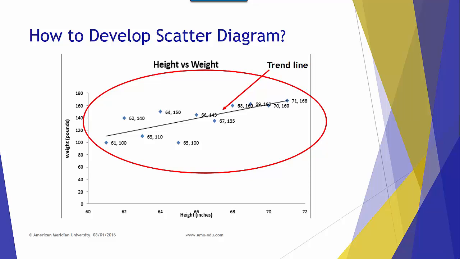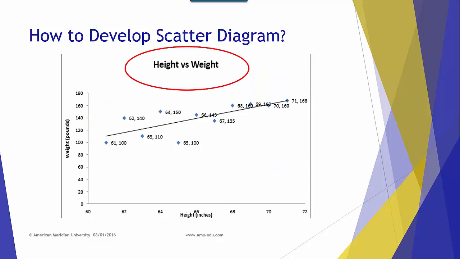Now you will notice everything is labeled. So be sure to label your scatter diagram. All of the points should be labeled. X and Y axis should be labeled. Now, the overall scatter diagram needs to have a label. This is important as well. You see here, it is height versus weight.